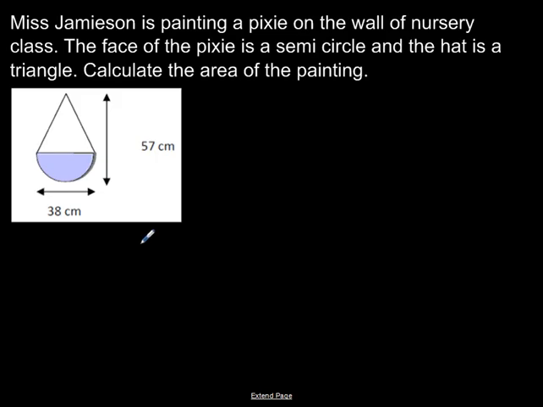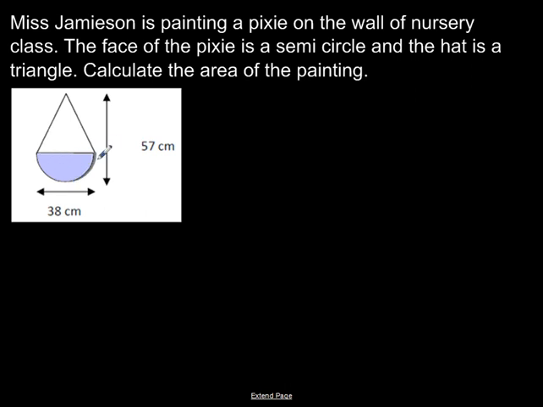Okay, so here's one where we talk about Miss Jameson painting a pixie on the wall of a nursery class. And it says the face of the pixie is a semicircle, this little bit down here, and the hat is this triangle. And I have to work out the area of the painting. There's a few pieces of information that we just have to kind of bring out of the question before we can start using our formulas.